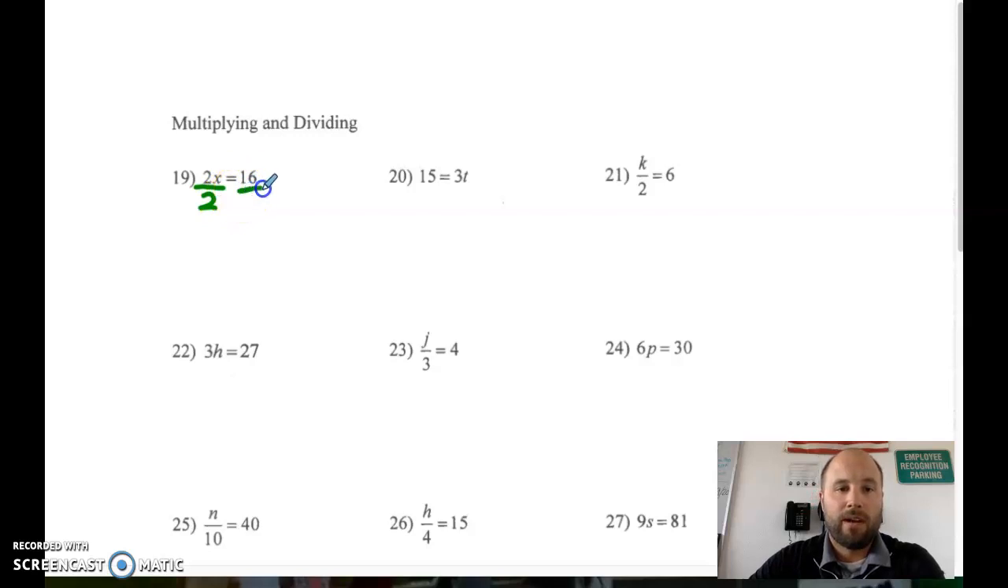And whatever we do to one side, we need to do to the other. That cancels that out. I'm left with x equals. Now we're going to start testing those math skills, ladies and gentlemen. 16 divided by 2 is 8. Again, I am looking for work. If you just write x equals 8 on here, I'm not going to give you credit.